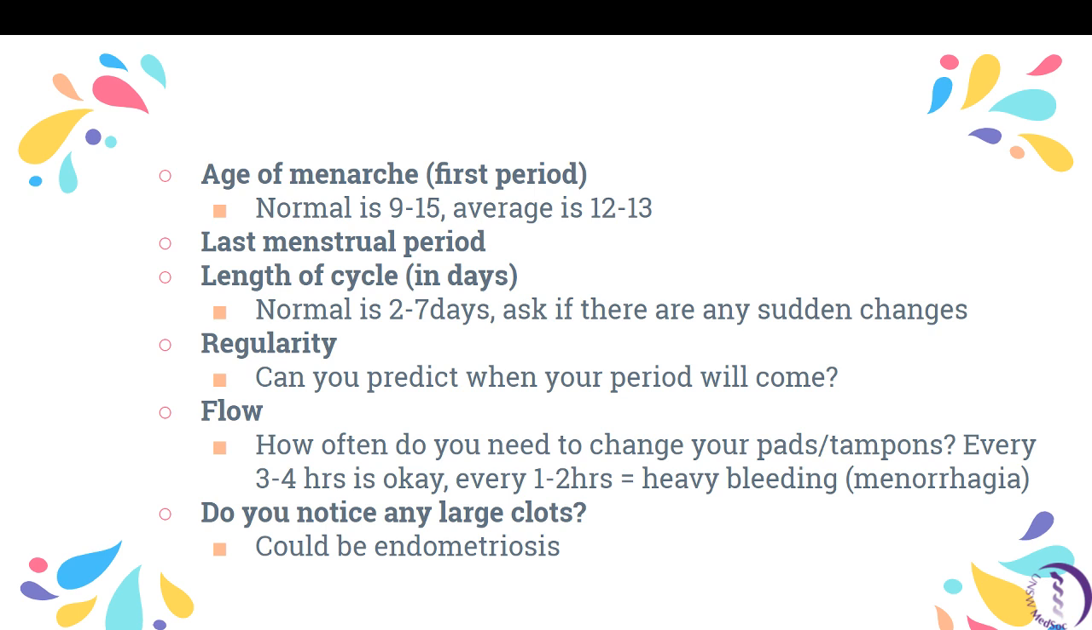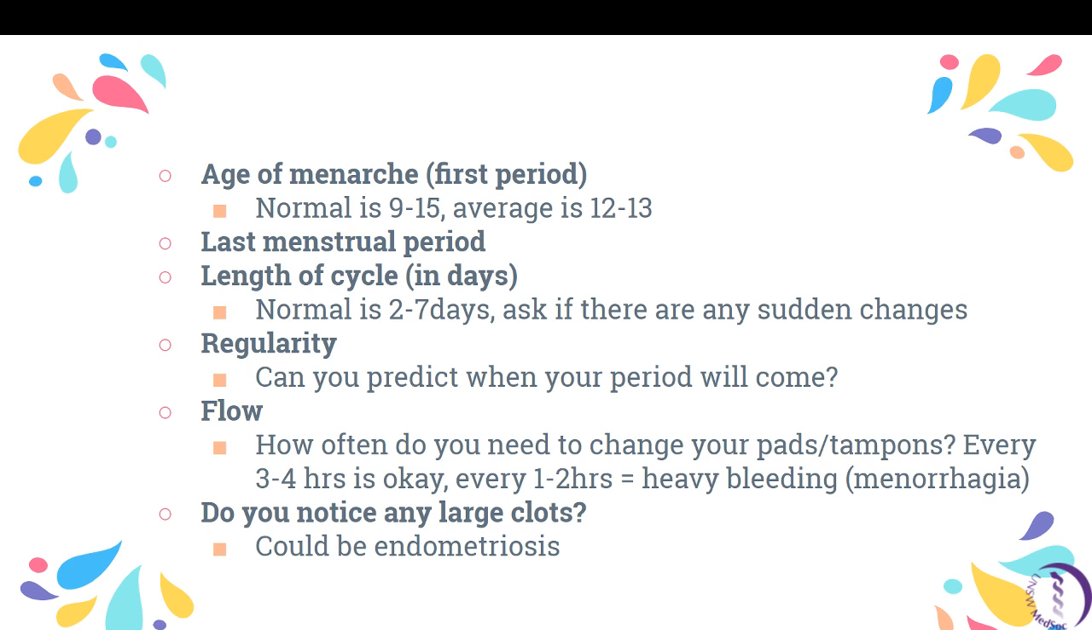So the first thing you want to ask is their menarche, or their first period. Normal is about 9 to 15, average is 12 to 13. If it's anything outside of the range of 9 to 15, you might think that there could potentially be a hormonal imbalance, okay? You also want to ask when their last menstrual period was, just in case they might be pregnant. You also want to ask about the length of the cycle, and this is taken in days. Normal is about 2 to 7 days, and you might just want to ask if there are any sudden changes because that might alert you to some issue, okay?